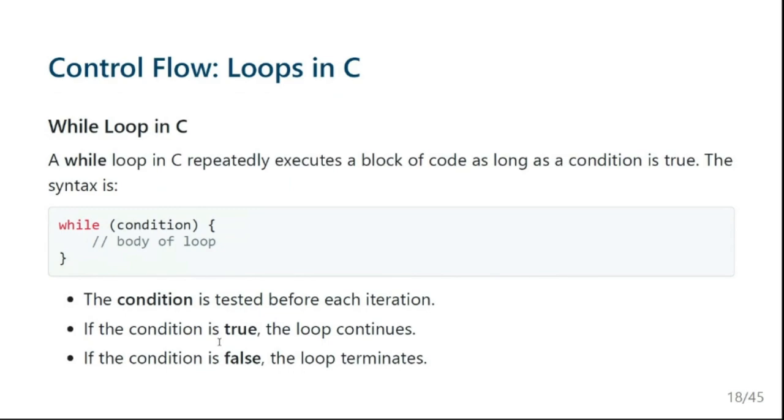So in C, we also have this while loop and for loop. Okay, let's take a look at this while loop first. In the while loop bracket, we have this condition, which means if this is true, the loop will run. Otherwise, it will terminate. All right.